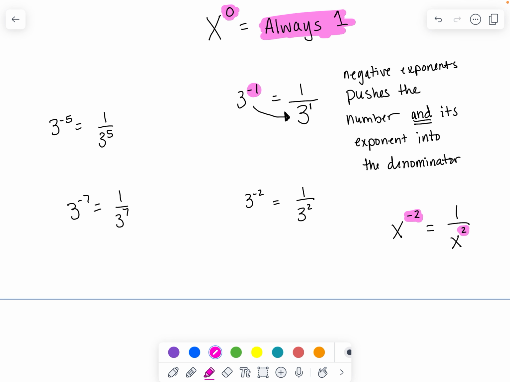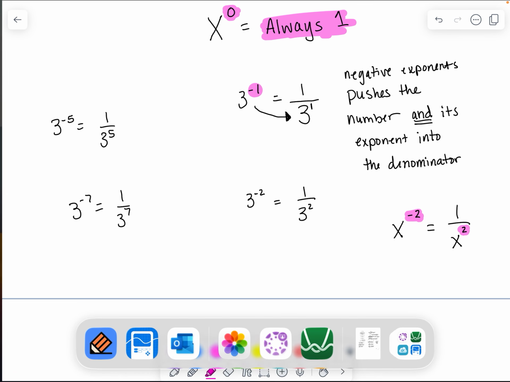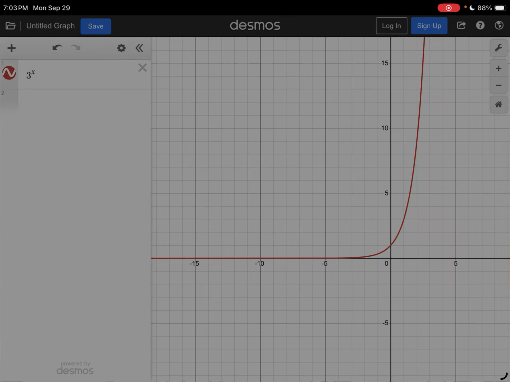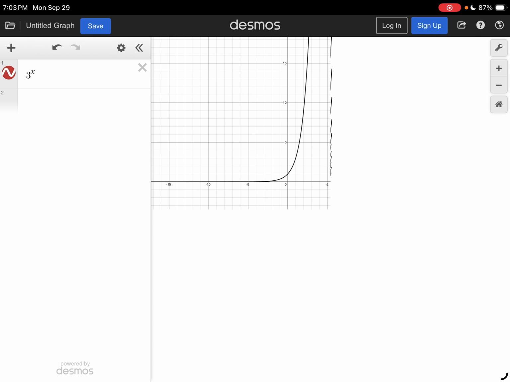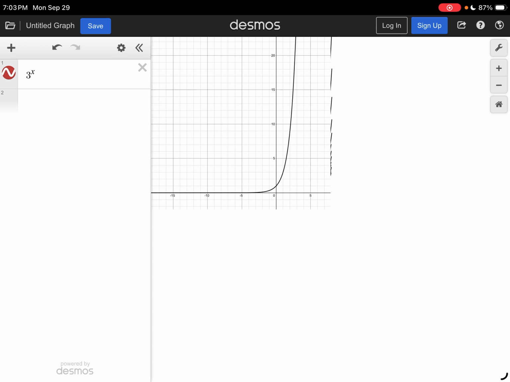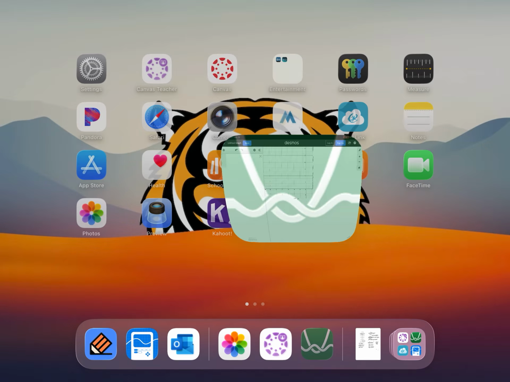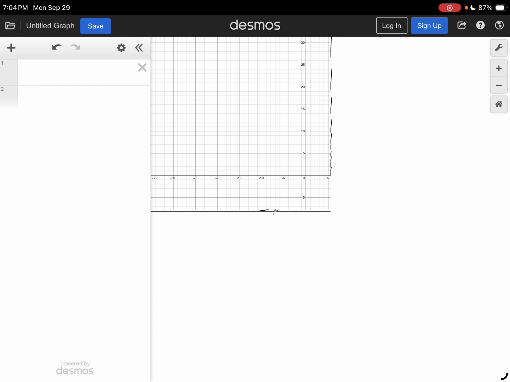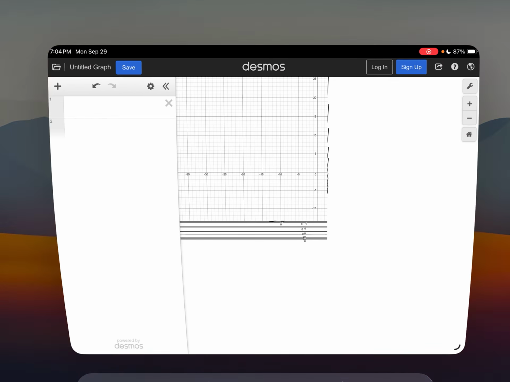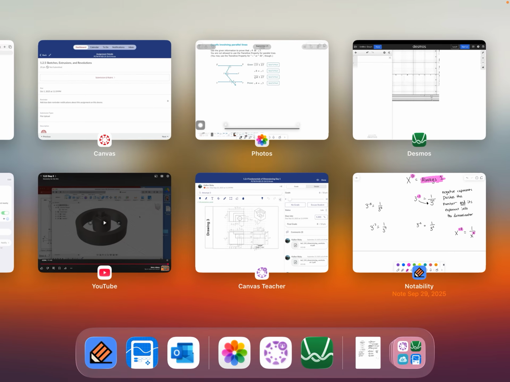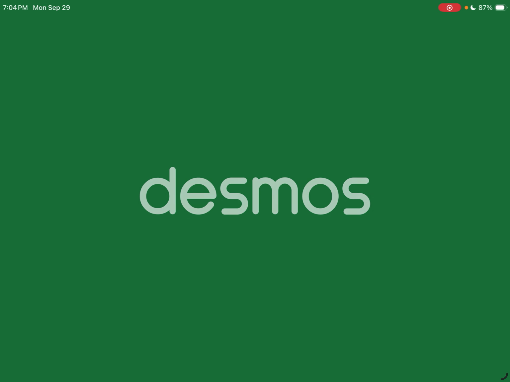So I want to show you something. Oh, that's not what I want to do. I'll go over here. This is the graph. Oh, man. Come on. That's not cool. Well, that was going to be the graph. It's going to be a very cool graph.